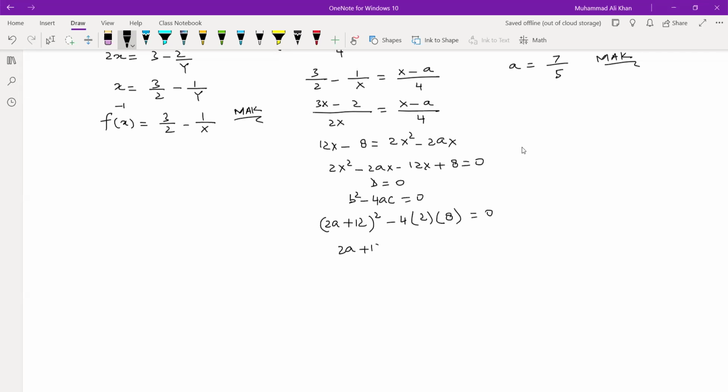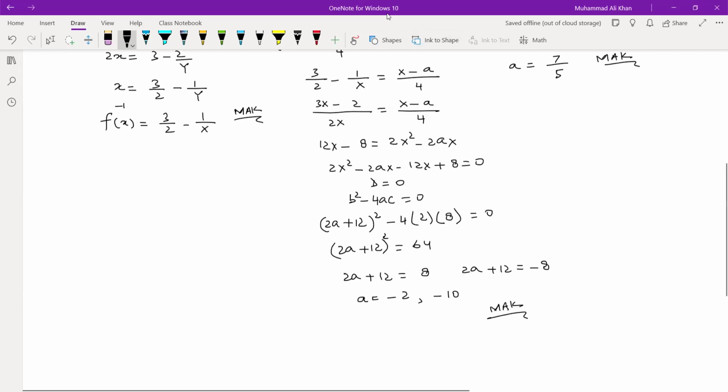2a plus 12 whole square equals to 64. 2a plus 12, by taking under root, it will be plus 8, and 2a plus 12 equals to minus 8. What is the value of a? 8 minus 12, minus 4 divided by 2, minus 2. Minus 8 minus 12, minus 20 divided by 2, minus 10. These are the two values of a.